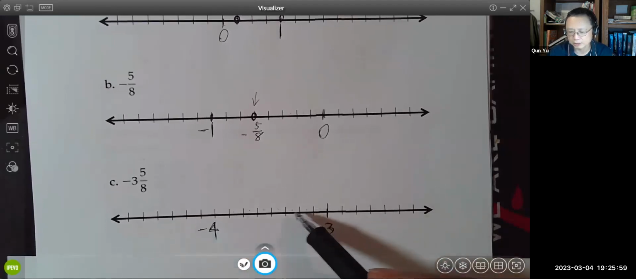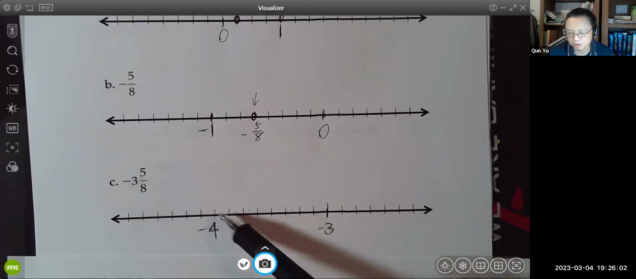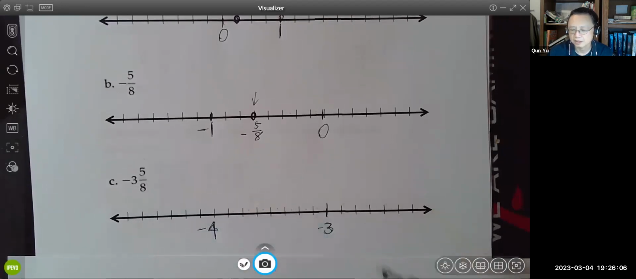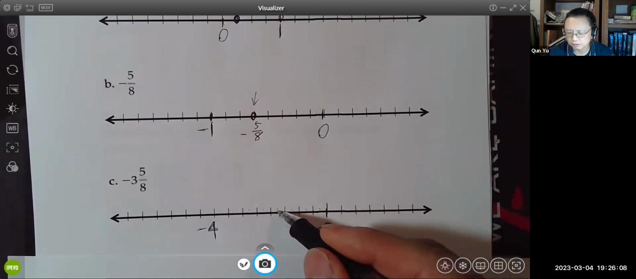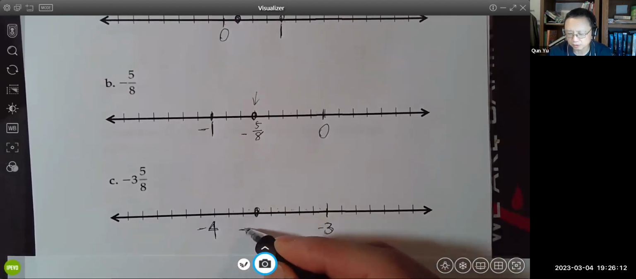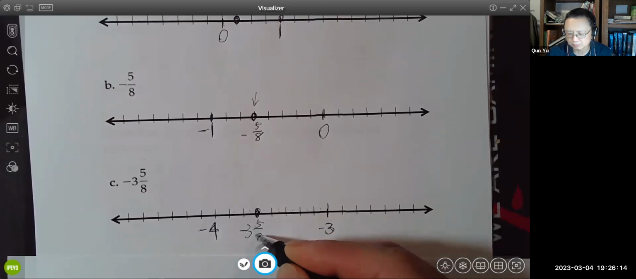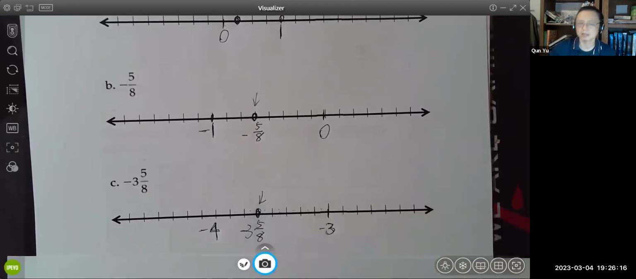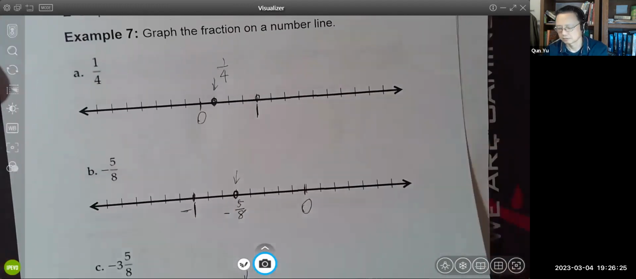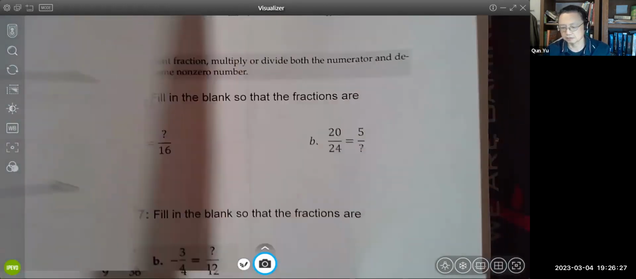Now we have 8 units in between. We need 5 units. This is 1 unit. We need 5 out of this one whole. 1, 2, 3, 4, 5. This is our point. This is negative 3 and 5/8. This is how we graph fractions. Hopefully this makes sense to you. Let's move on.